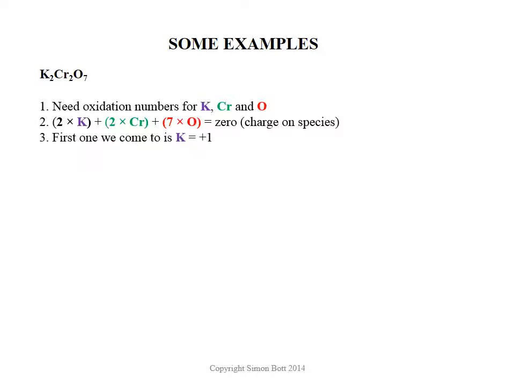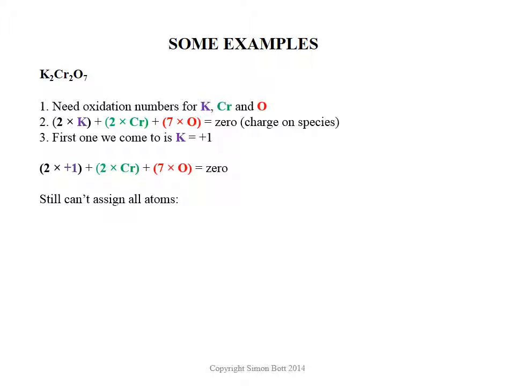Yes, we have potassium. You see an alkali metal in a compound, its oxidation number is +1. So pop that in. 2 times +1, plus, still don't know the chromiums, still don't know the oxygens, so we still can't assign all the atoms.